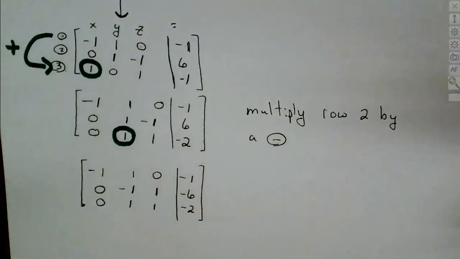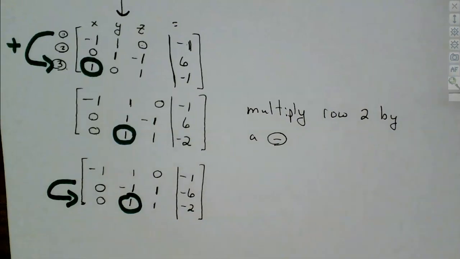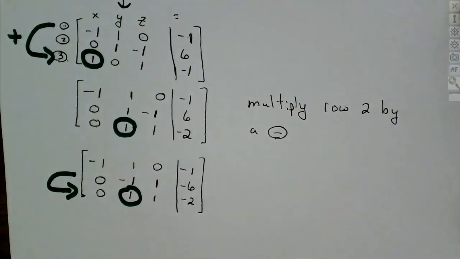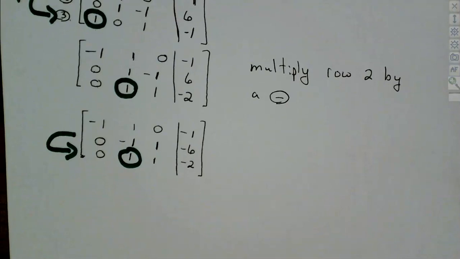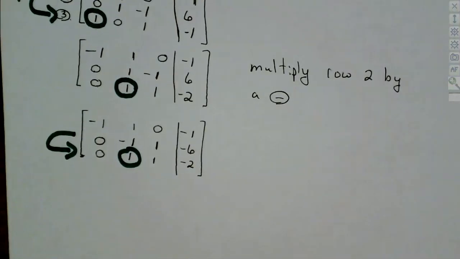Now, why did I do that? I did that because, look now, if I take the middle row and I add it to the bottom row, what is that going to create? That's going to create a 0, and that's what I want. And then we'll be able to use back substitution to get the final answer, the ordered triplet.